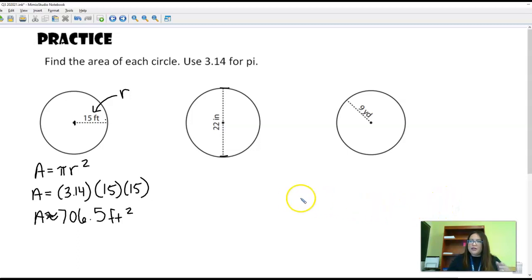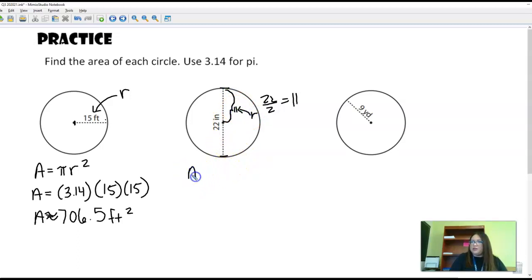Si nos dan el diámetro en lugar del radio, lo tengo que cortar a la mitad, okay? So right here, they're giving me a diameter. So 22 divided by 2, that's going to give me 11. Now, 11 would be from here to here. So that right there is the radius.